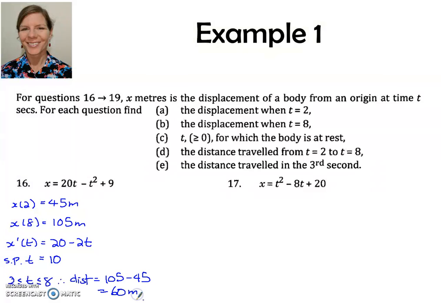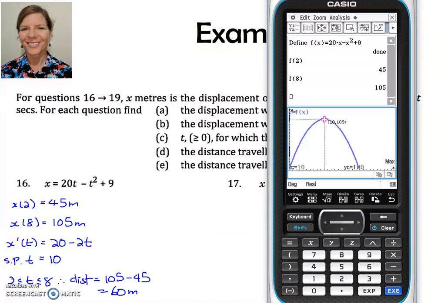Now you need to be really careful with this, because if it had said, say, between 2 and 12, you would need to think, well, it's come out here, but it's gone all the way out to 109, so it's come from 45 out to 109, and then it's come back. So you need to work out, well, what is the difference between 45 and 109, and then how far has it travelled coming back the other way? So you couldn't just find the displacement from the origin there, and then subtract that from that, because that would give you displacement but not distance. And the question asked for distance.